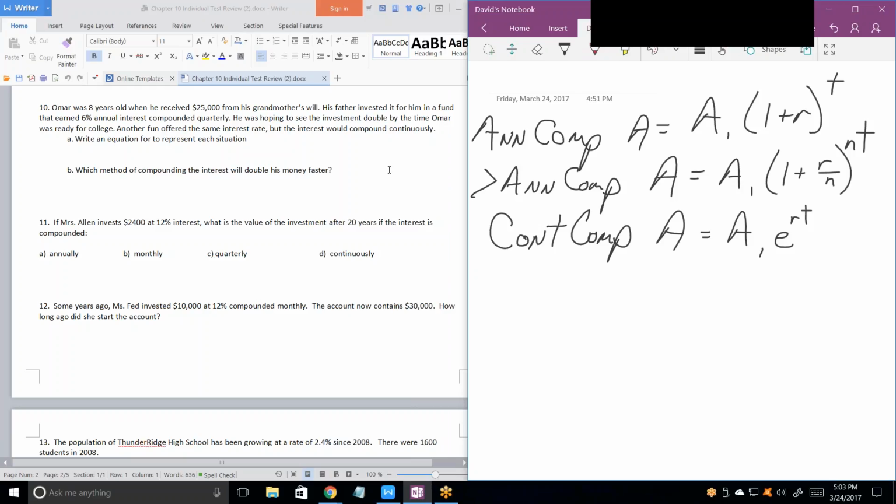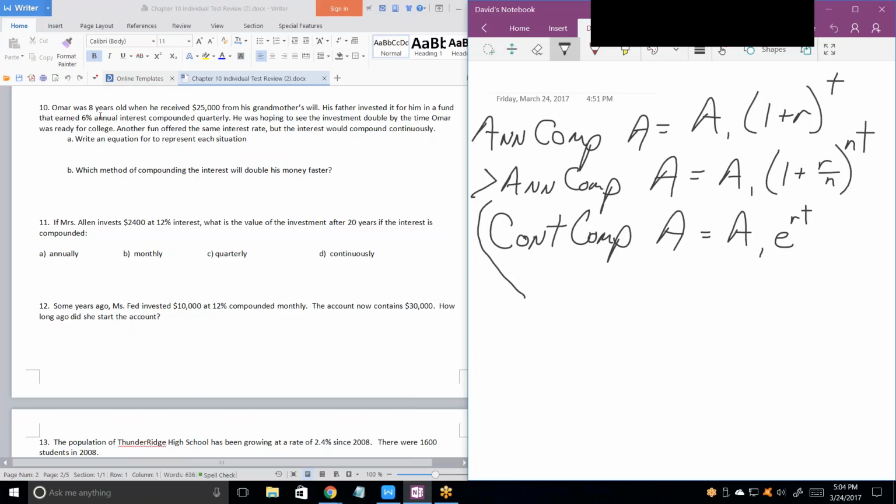So his father invested it for him in a fund that earns 6% annual interest compounded quarterly. Now, which equation are we to use? The top, middle, or bottom? The middle. Good. What's R? In other words, we're using this equation.